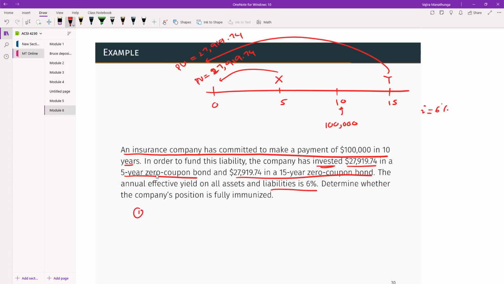So let's first check whether the present value of assets equals the present value of the liability, 100,000 discounted at 6%. So the present value of the liability is 100,000 divided by 1.06 to the power of 10, which is 100,000 times 1.06 to the negative 10. And that would give you, let's see, 55,839.48.